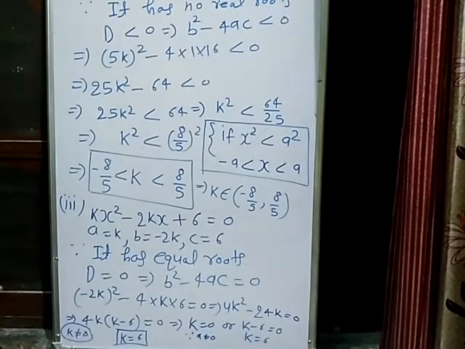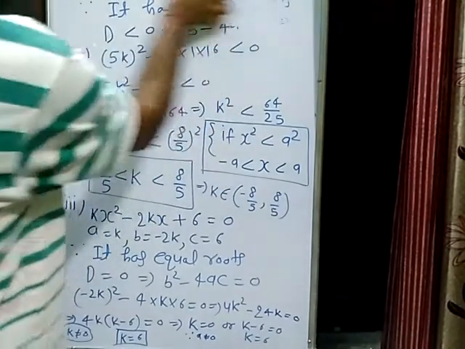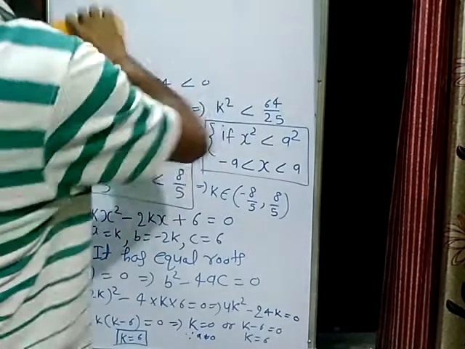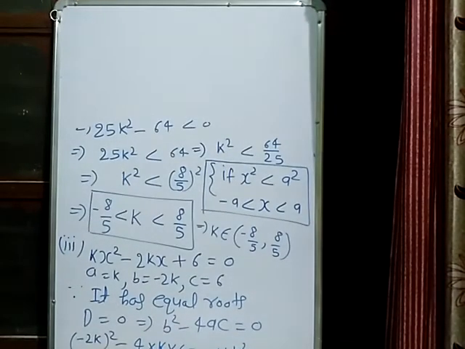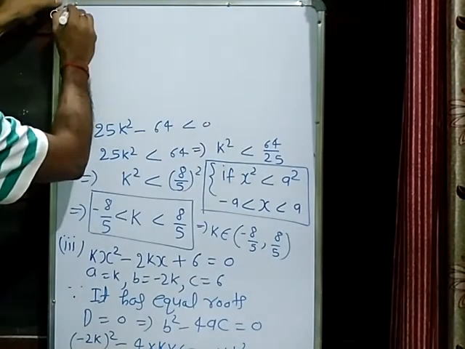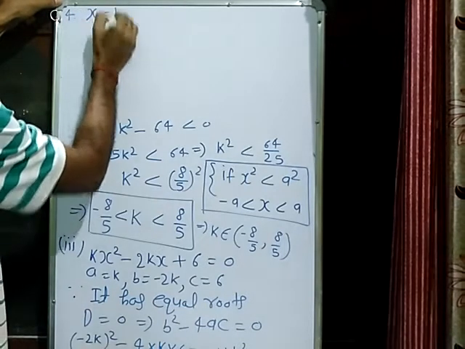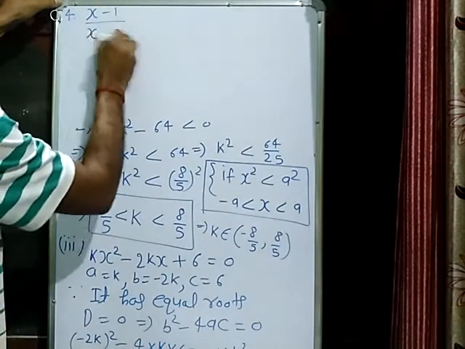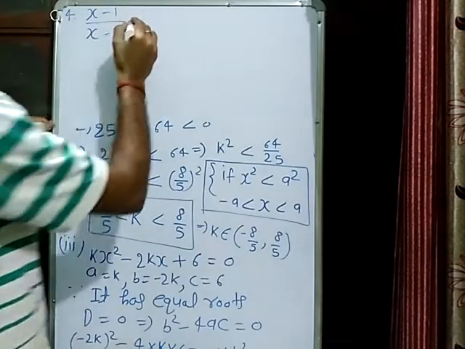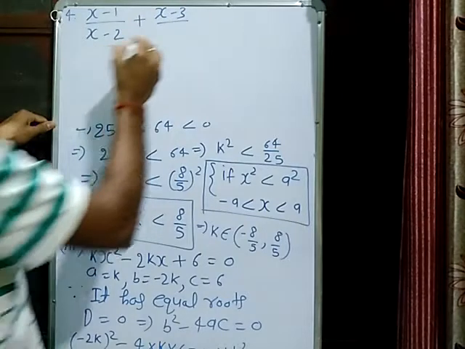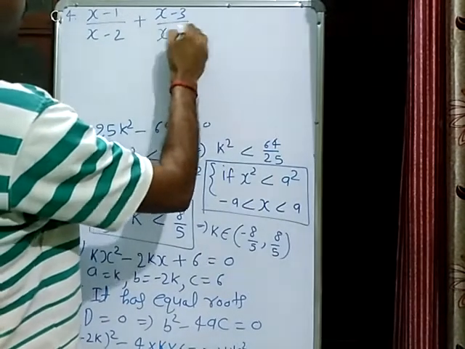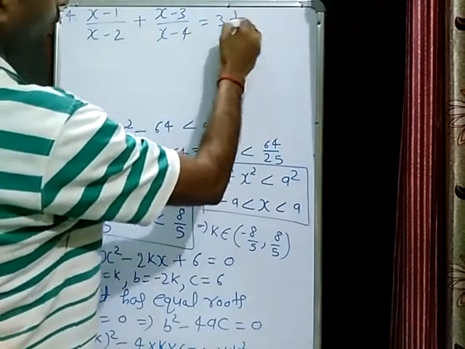Next, question number 4. This question is given to solve for x. What is the given question? Look here. The question is (x minus 1) upon (x minus 2) plus (x minus 3) upon (x minus 4) is equal to 3 and 1 upon 3.